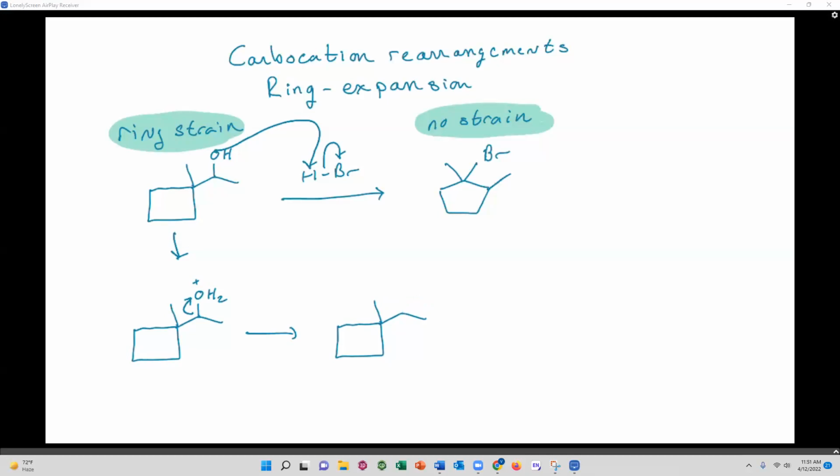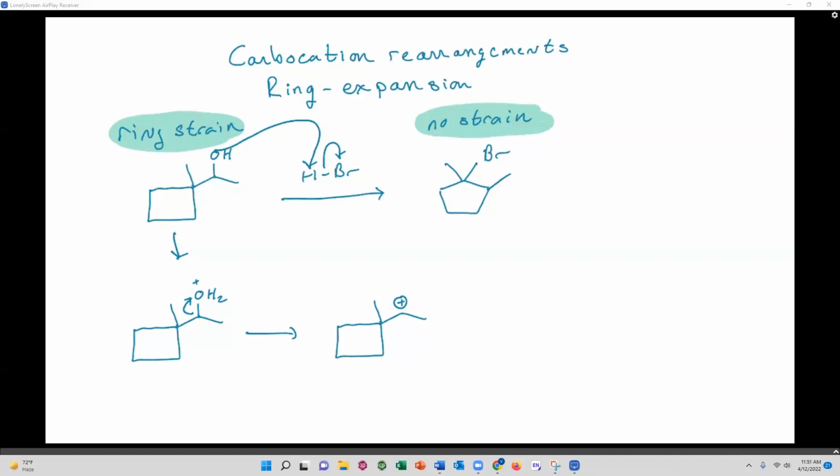What's important is I'm going to form a carbocation in a system that has a considerable amount of ring strain. And so what I'm going to do then is open up my ring and kind of flap it open so that I can alleviate this ring strain. And I'm going to form this 5-membered ring.